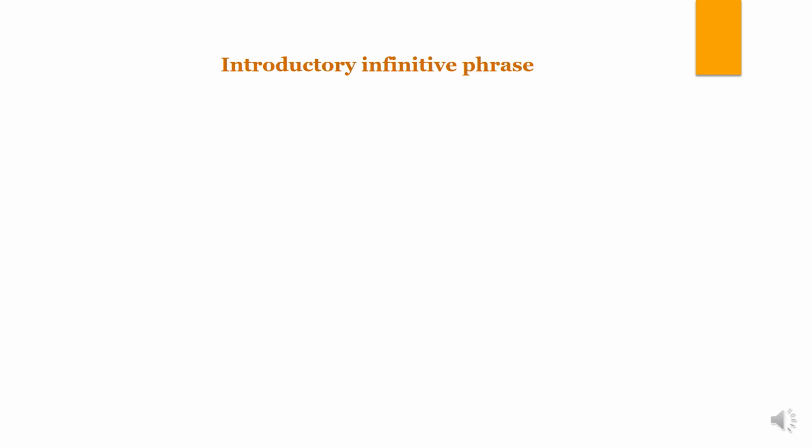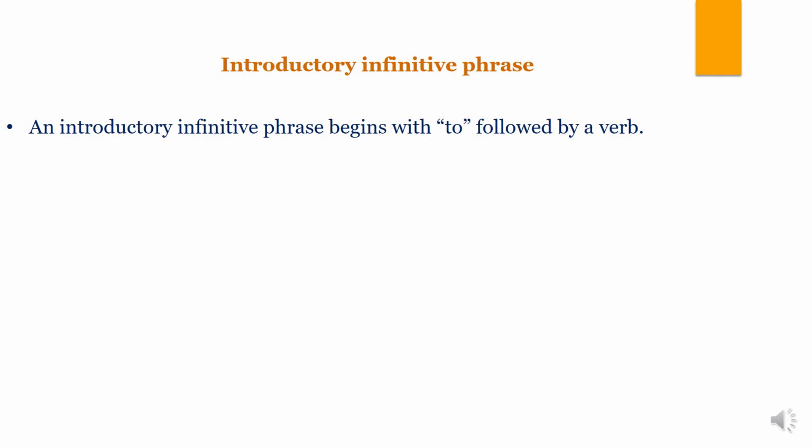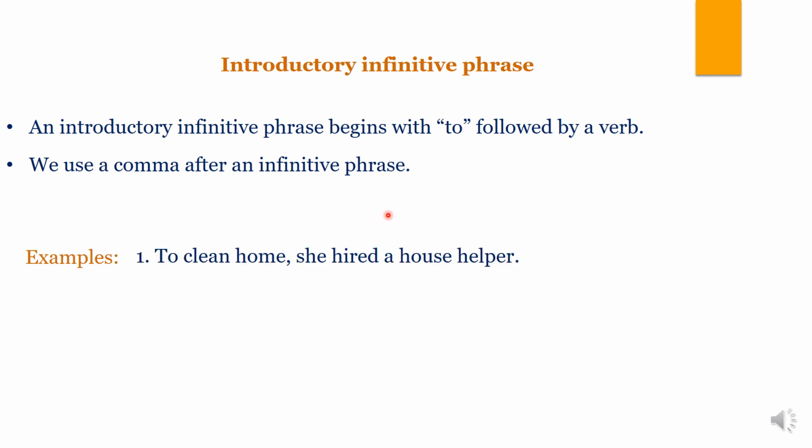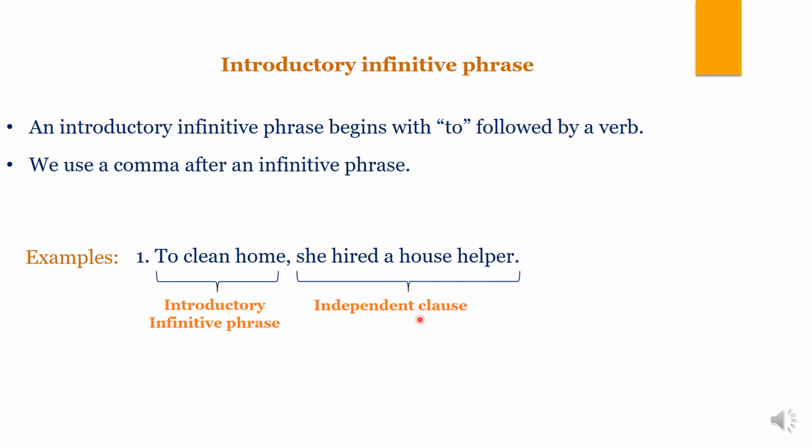Next, introductory infinitive phrase. An introductory infinitive phrase begins with to followed by a verb. We use a comma after an infinitive phrase. Examples. First example: to clean home, she hired a house helper. See, to clean home is an introductory infinitive phrase because it is beginning with to and followed by a verb. So we need to place a comma after an infinitive phrase.